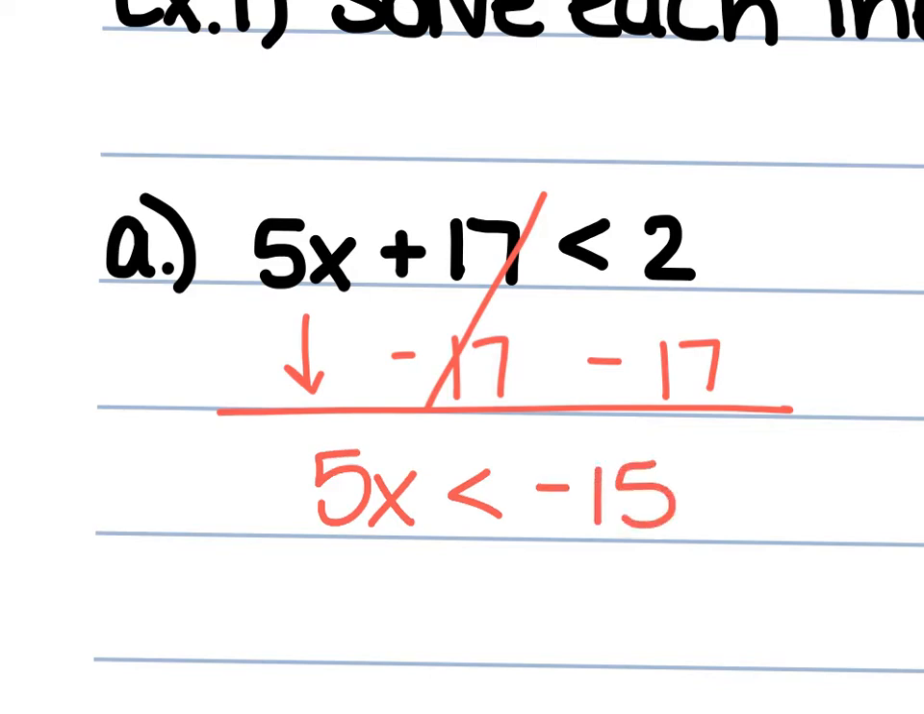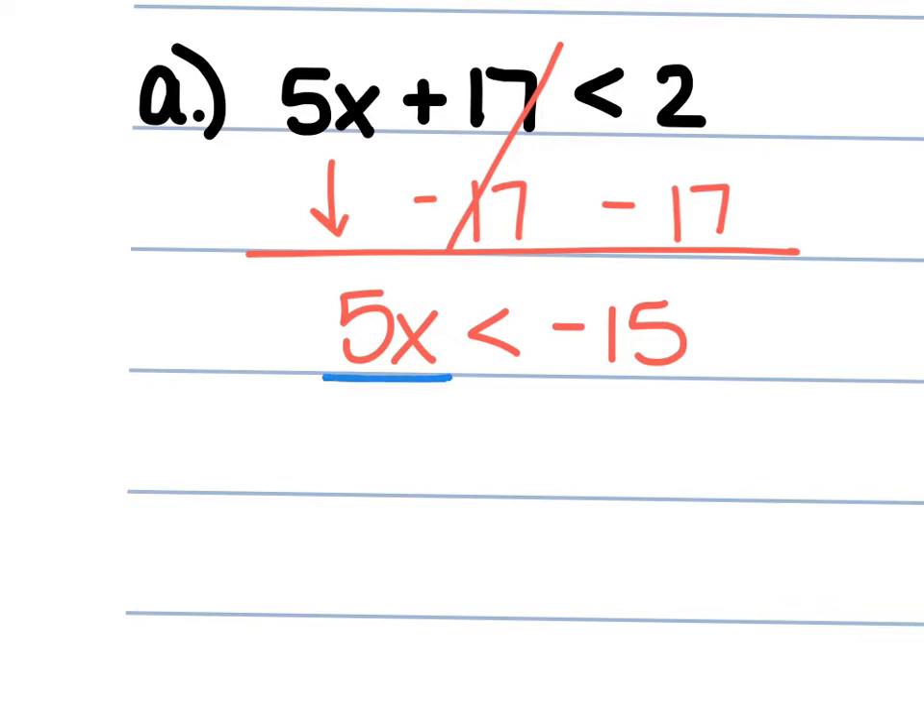From here, you want to get x by itself. The 5 is in front of the x. It is positive, so you're going to divide each side by 5. You don't have to move any sign. So we're going to have x is less than negative 3.